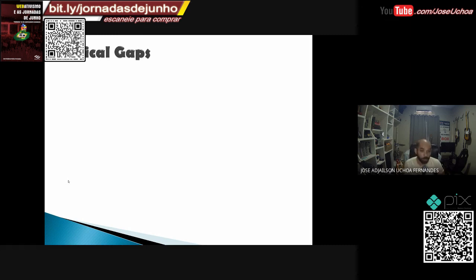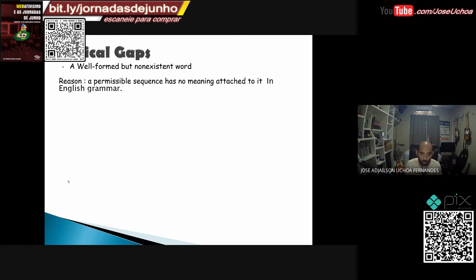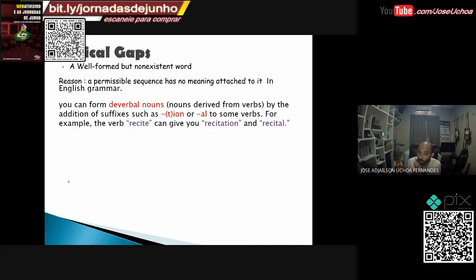The lexical gaps are well formed, as I said, but they do not exist as a word in the dictionary. They are only possible to be imagined or created because there is a permissible sequence which has no meaning attached to it, but it's a permissible sequence in English grammar. It has a lot to do with childish speech, the way children speak.